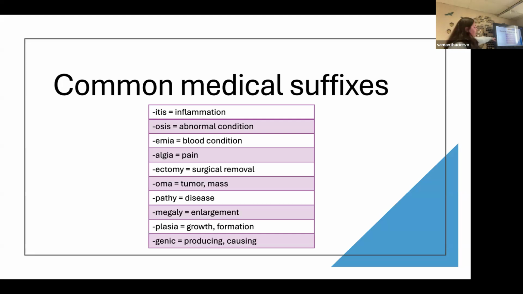Okay. And then we have oma, like carcinoma. What do we think the oma is referring to? Like a mass or a tumor. Yeah, and we'll talk about that afterwards, because some people hear something with oma or a tumor and it doesn't always mean cancer. Okay, so we'll break that down a little bit further. Then we have things that end in pathy, usually referring to disease. Megaly, meaning enlargement. So you've heard of splenomegaly, maybe, which means the enlargement of your spleen. And then plasia, meaning growth or formation of something. And genic, meaning producing or causing, like carcinogenic. Okay. Any questions so far?